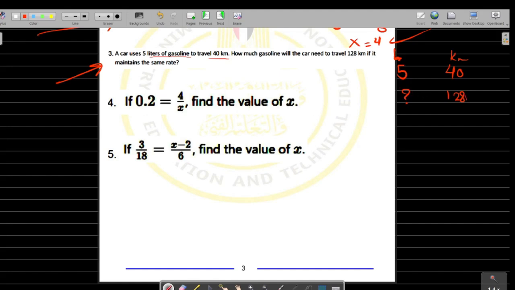Here the best way to solve the question is to find that the product of extremes equals the product of means. So 5 times 128 equals 40x, or you can divide by 40. Divide by 5 equals 1, divide by 5 equals 8, divide by 4, divide by 4, and so on, until you get 16. So my answer will be 16 liters.